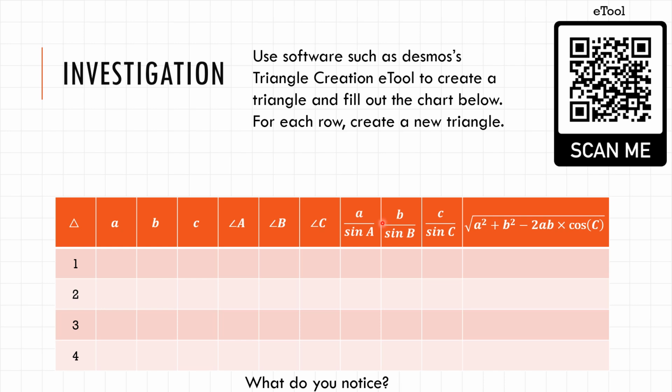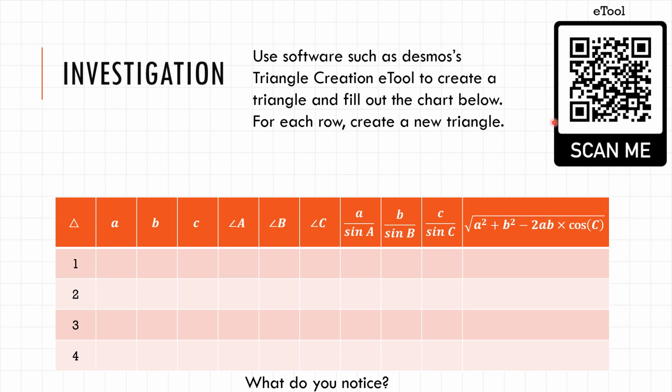So we're going to start an investigation right now, and I'm going to invite you to go ahead and scan this QR code to use Desmos's Triangle Creation e-tool to create a triangle on a sheet of paper, and then copy and complete this chart below. For each row, you're going to create a new triangle. So I will help you out by starting you off with the first row, and then maybe you can go ahead and complete the rest of the table, okay? Once you're done, try to see what you notice from this exercise.